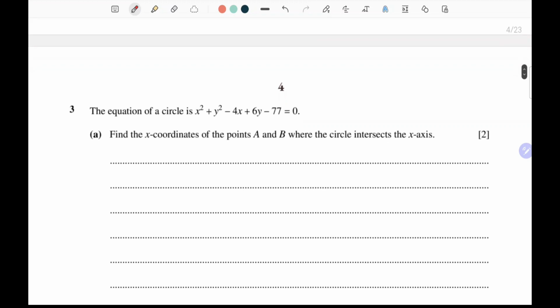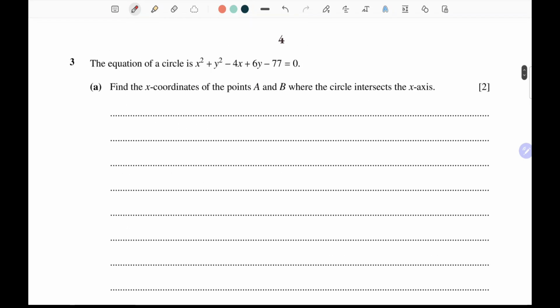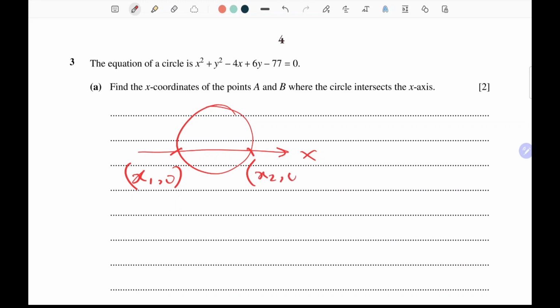What is that? Oh, this question is based on the circle. The equation of the circle is given to us. Find the x-coordinates of the points A and B where the circle intersects the x-axis, and that's a pretty simple question. Suppose this is the x-axis and this is your circle. Then obviously it will have some coordinate, suppose x1, but y will be 0, right? Here also you will have some coordinate, but y will be 0 because on the x-axis we are aware that y is always 0. So just put y equals 0 in this equation.